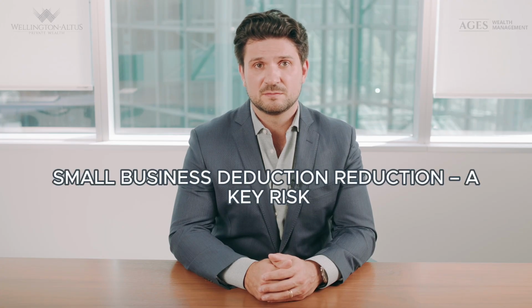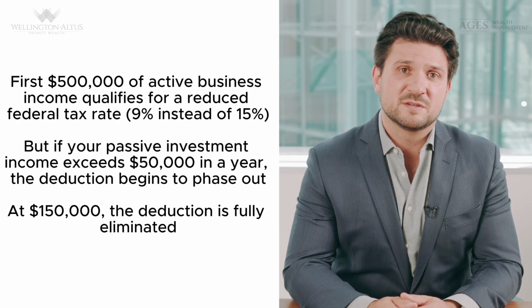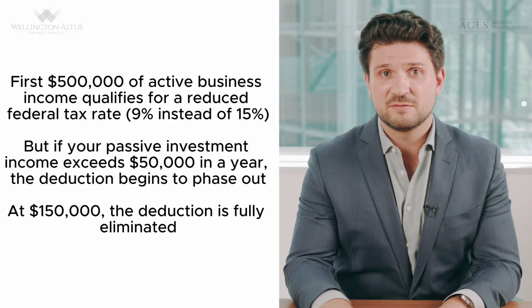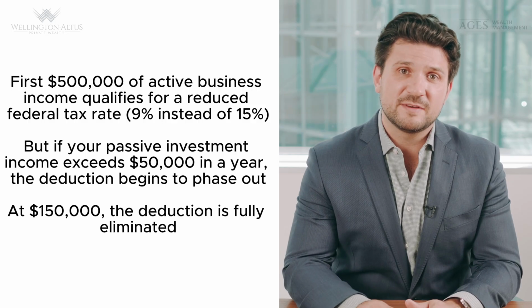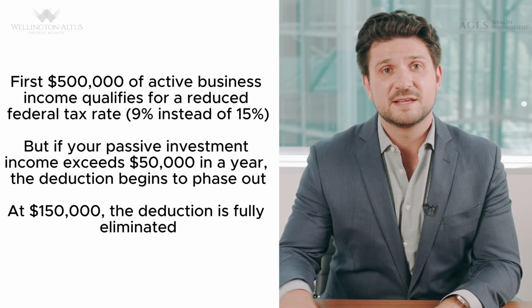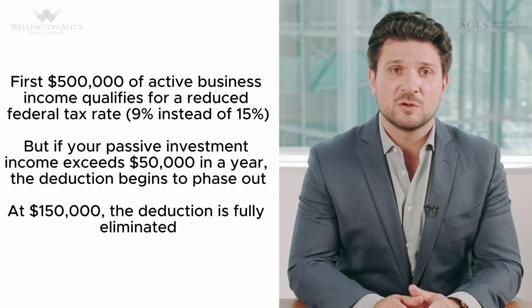Small business deduction, a key risk. There's a risk many business owners aren't aware of: losing the small business deduction because of too much investment income. First $500,000 of active business income qualifies for a reduced federal tax rate, 9% instead of 15%. But if your passive investment income exceeds $50,000 in a year, the deduction begins to phase out. At $150,000, the deduction is fully eliminated. If your corporation earns passive income above the threshold, it could cost you tens of thousands of dollars in additional taxes on your business income.